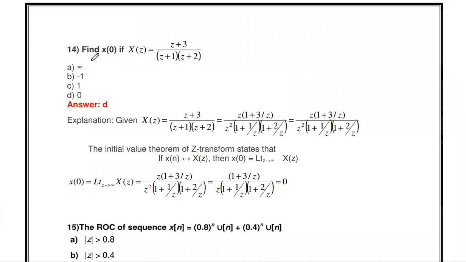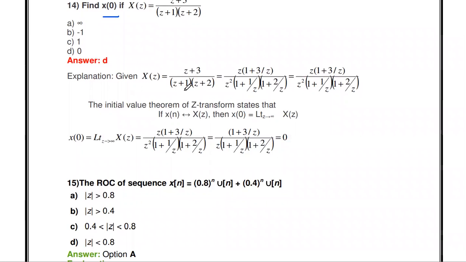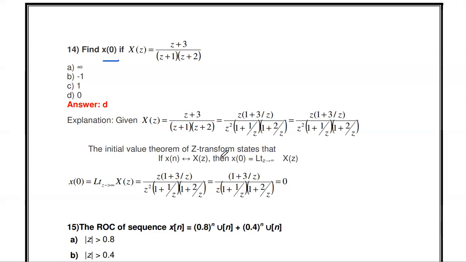Similarly, this is the initial value. Find x of 0. What is x of 0? Initial value if the x of Z is equal to Z plus 3 by Z plus 1 into Z plus 2. In order to calculate this, we have to use the initial value theorem. As per the initial value theorem, x of 0 is calculated by limit Z tends to infinity x of Z. This is the formula: x of 0 equal to limit Z tends to infinity x of Z.